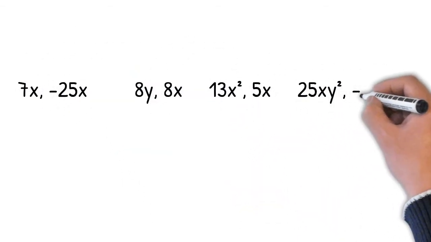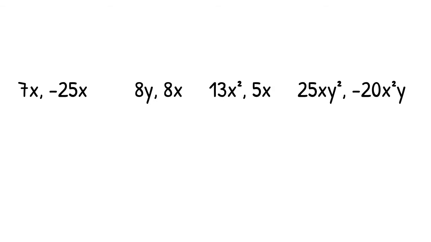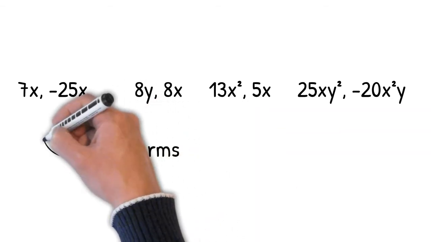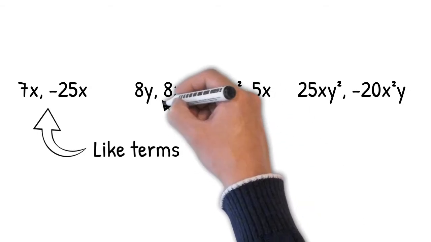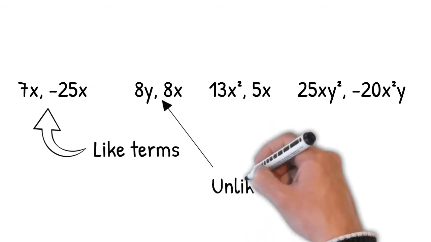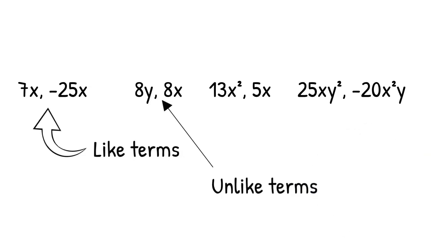Now with algebraic terms, we have this thing that's also called like terms and unlike terms. To be like terms, we must have exactly the same variable, including the exponents. 7x and negative 25x are like terms. They both have the variable x. 8y and 8x are not like terms. X and y are not the same. 13x squared and 5x are not. They both have the variable x, but one is squared and the other is not, so they're unlike. To be like terms, they must be exactly the same.